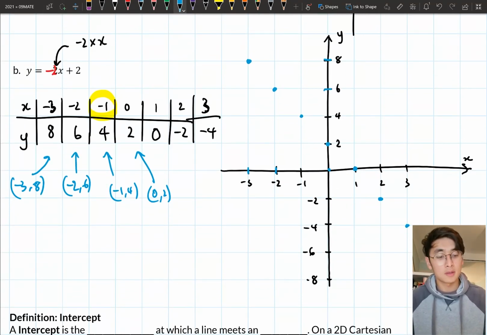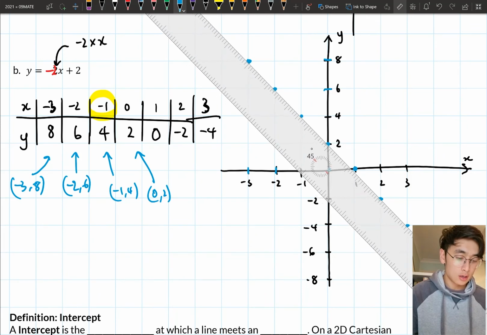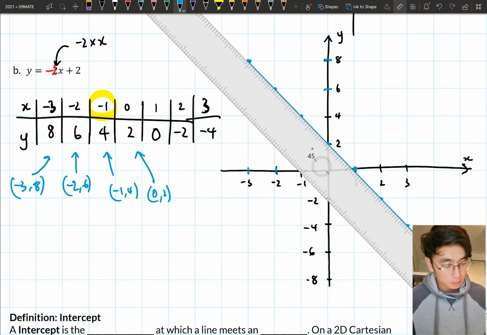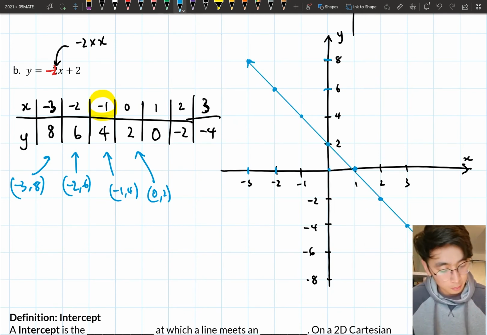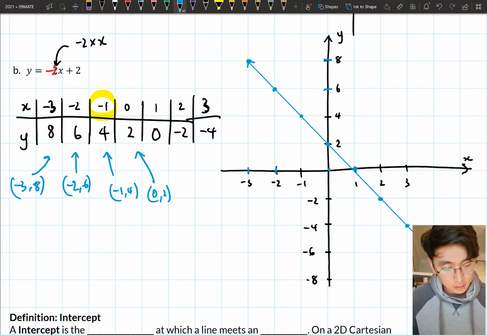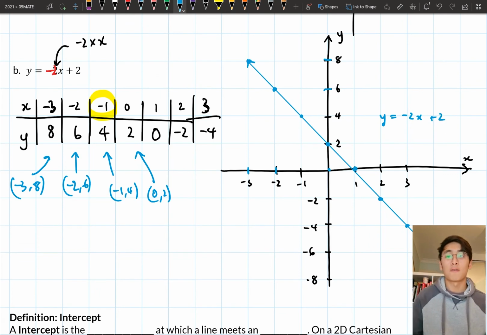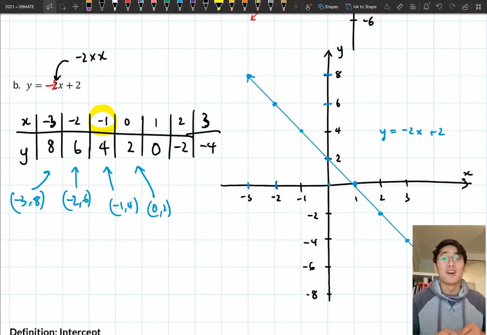And so what happens here is, if you notice, we got another straight line. Yay! It's exactly what we want. And there we go. We've drawn our second example. So this is my y is equal to negative 2x plus 2 graph on a Cartesian plane. Excellent. Okay, cool.